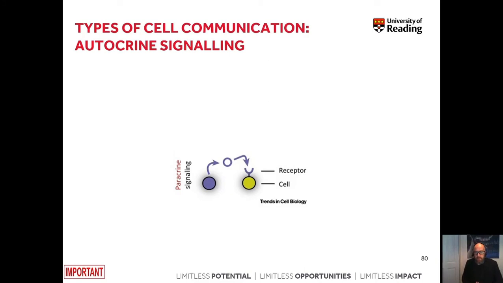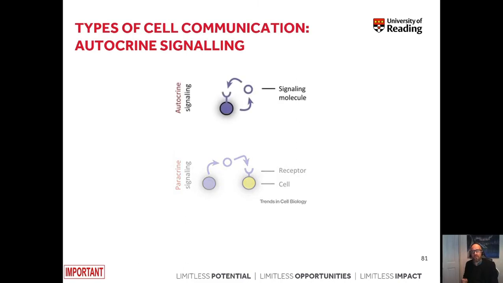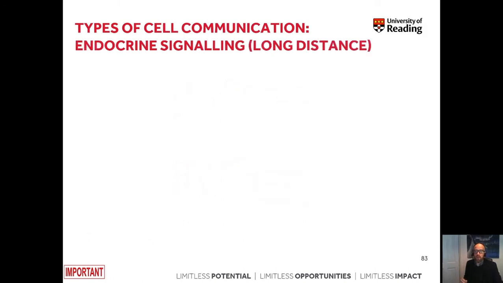The last type of local signaling is autocrine signaling. And this is actually quite interesting because in autocrine signaling, the transmitting cell and the receiving cell are the same. A cell can send signals to itself, for example, to amplify certain biological reactions.